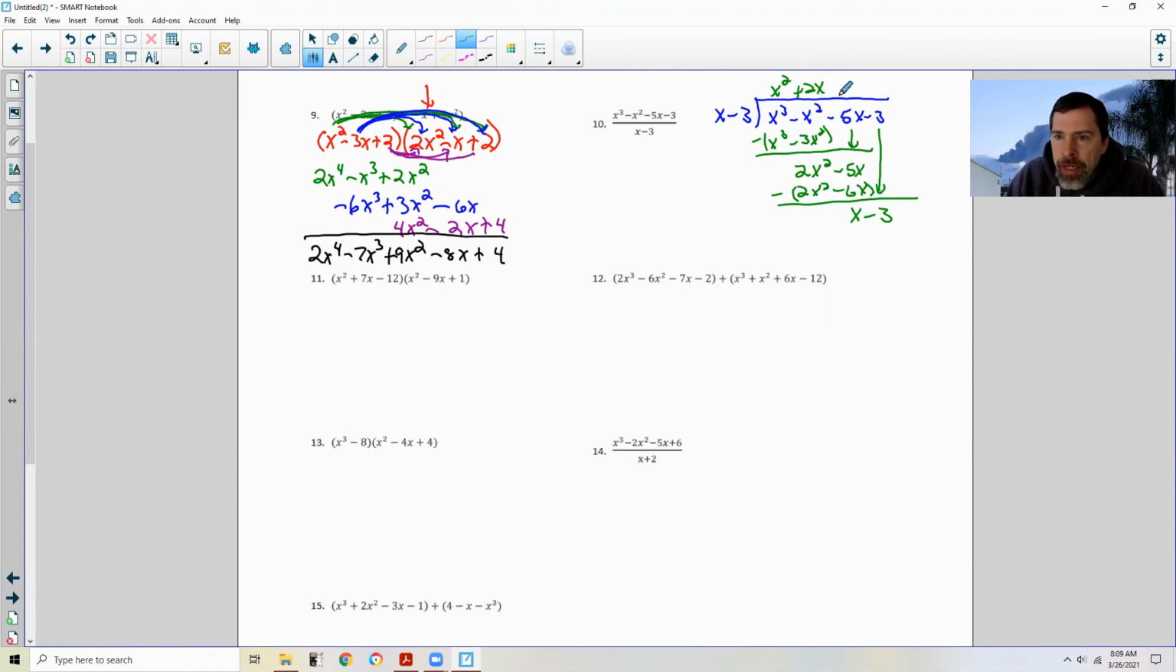X divided by x is 1. 1 times x is x. 1 times negative 3 is negative 3. And when I subtract these, I get x minus x is 0. Negative 3 minus a negative or plus 3 is 0. No remainder. Answer is x squared plus 2x plus 1.